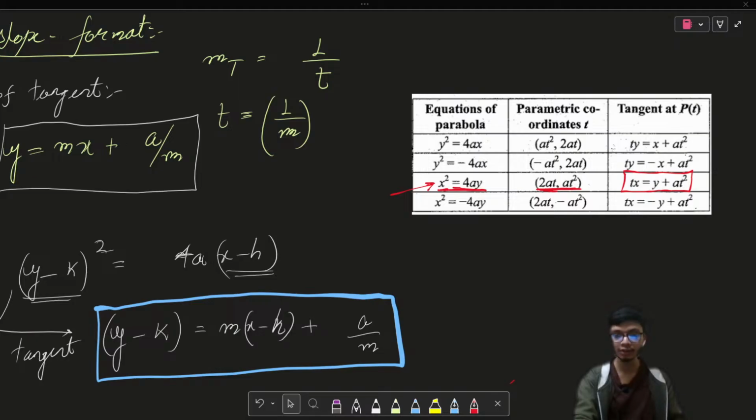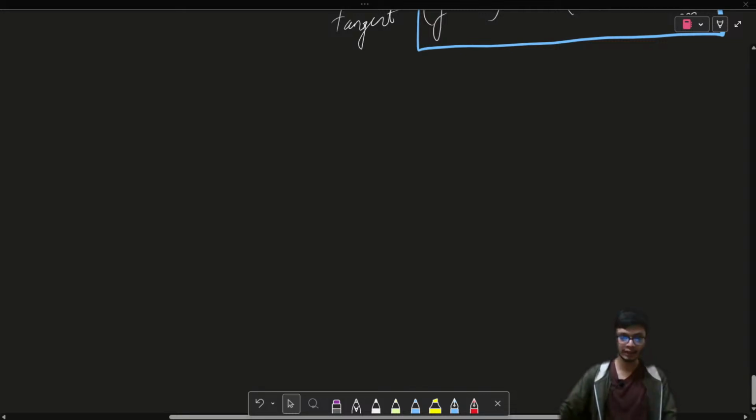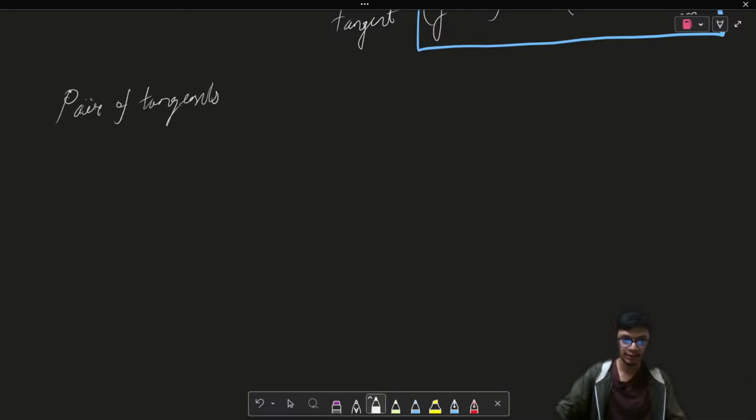Okay, now let us also discuss another concept that we have already studied in circles, that is the concept of pair of tangents. So let us see whether the same relation holds true over here as well or not. So let us discuss pair of tangents.